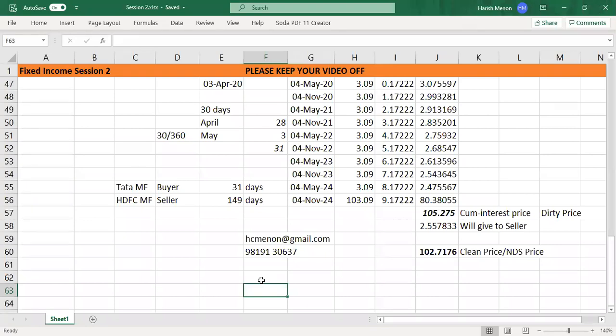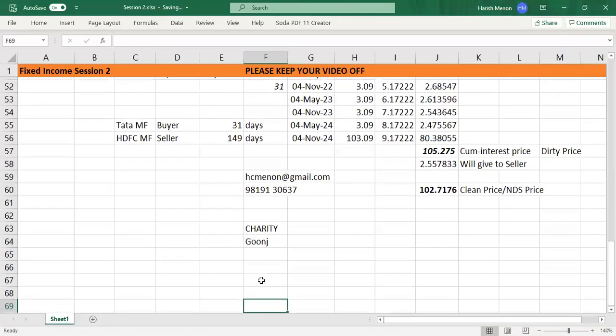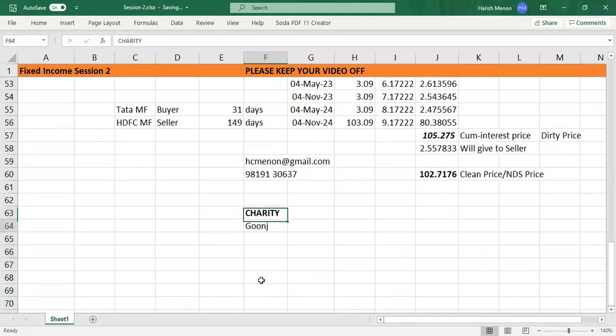The accounts for charity purpose, if you remember, the purpose was to do charity. So either you can give it to Goonj, you can get the information on Google. Goonj is doing a lot of service for poor people. You can also give it to Help India. They are also trying to solve.